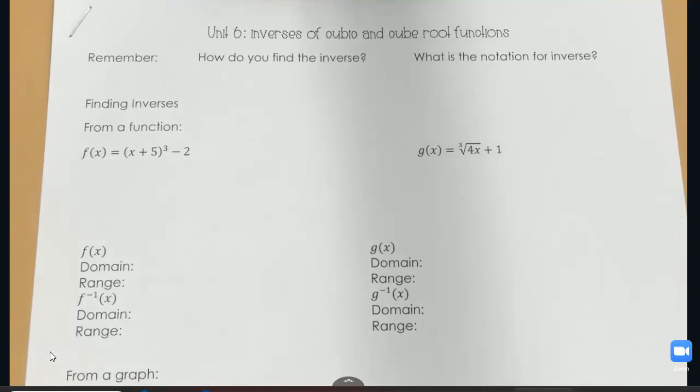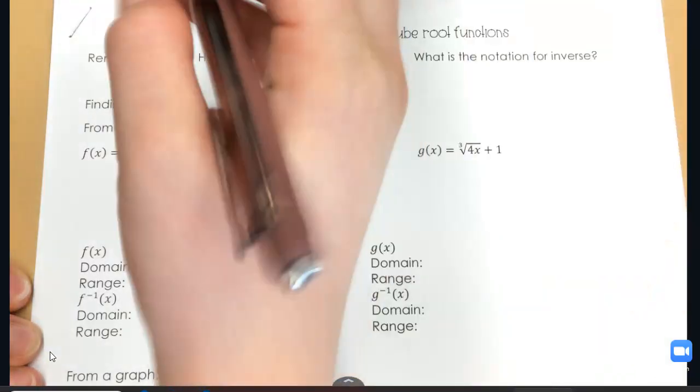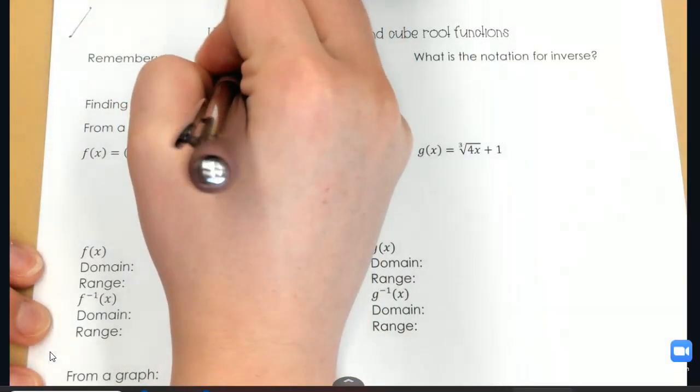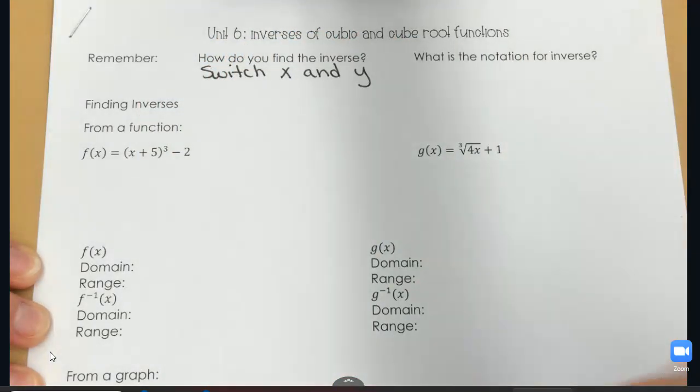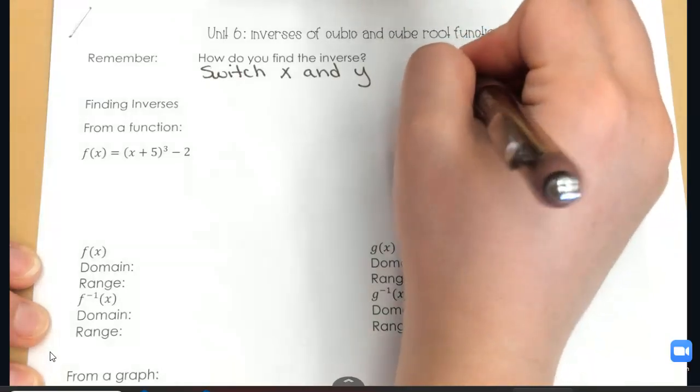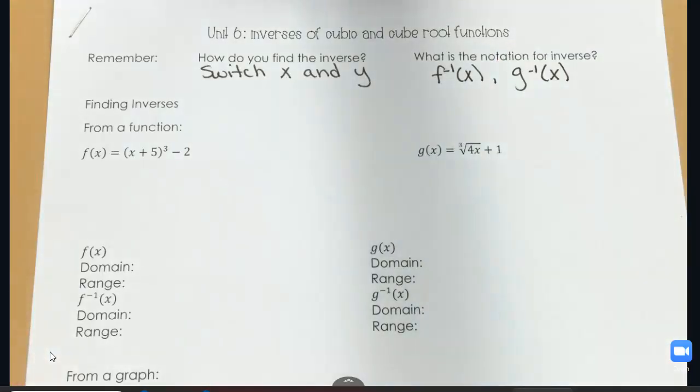It's another exciting day here in Algebra 2. We are back with inverses, looking at cubic and cube root functions now. If you do recall, we just discussed how to find the inverse. That is by switching x and y. Our notation is always going to be to the -1 power, so f to the -1, g to the -1, etc.